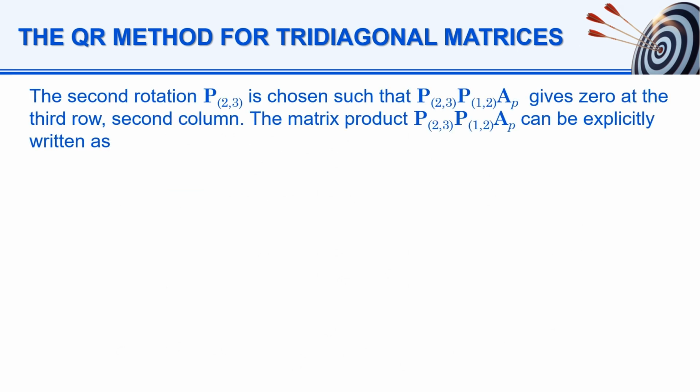The second rotation matrix P23 is chosen such that the product of P23, P12, and A^0 gives 0 at the third row, second column. The matrix product P23 P12 A^0 can be explicitly written as follows.